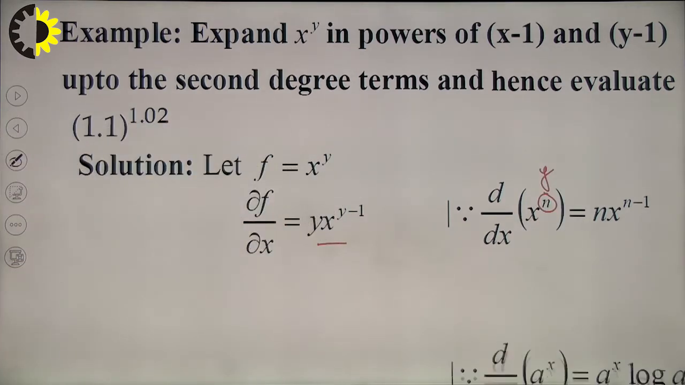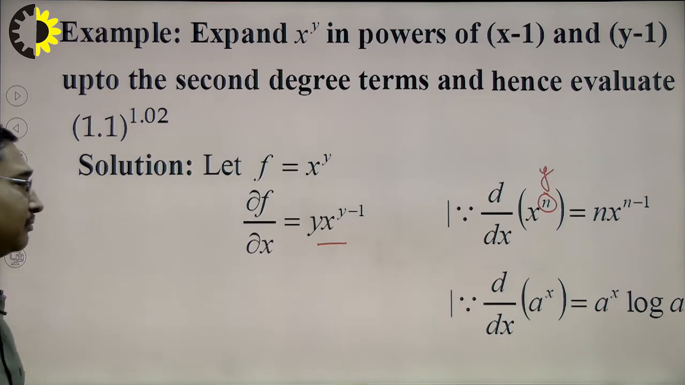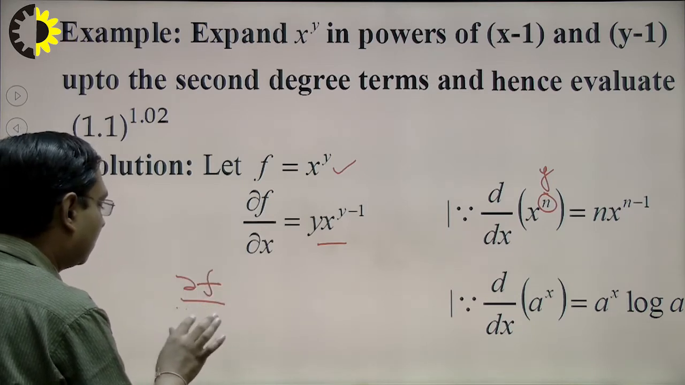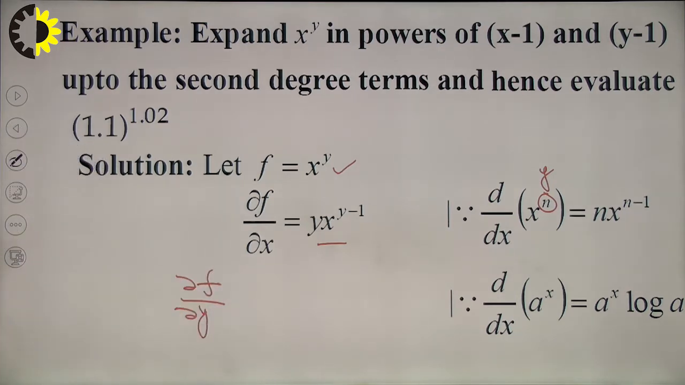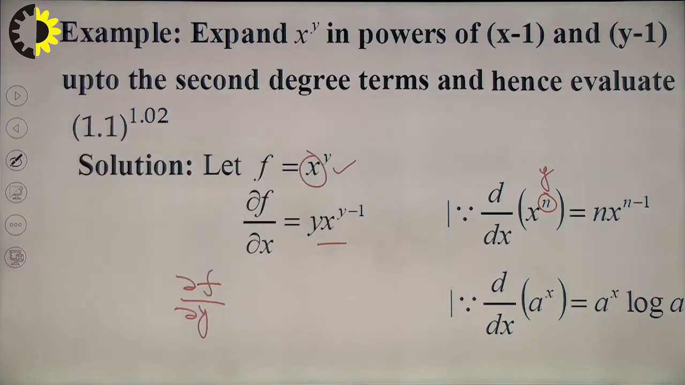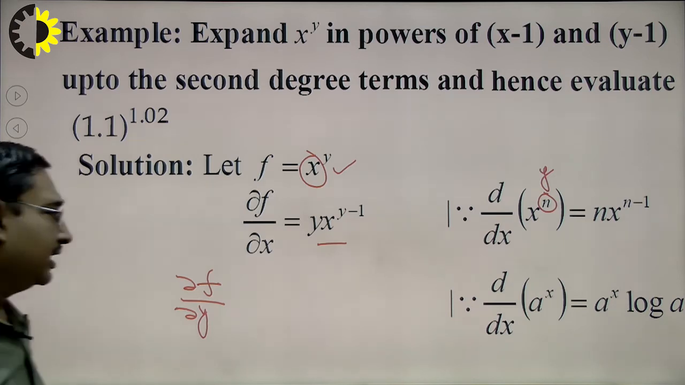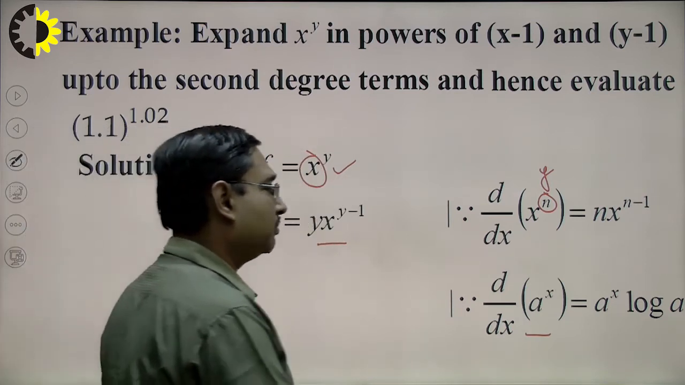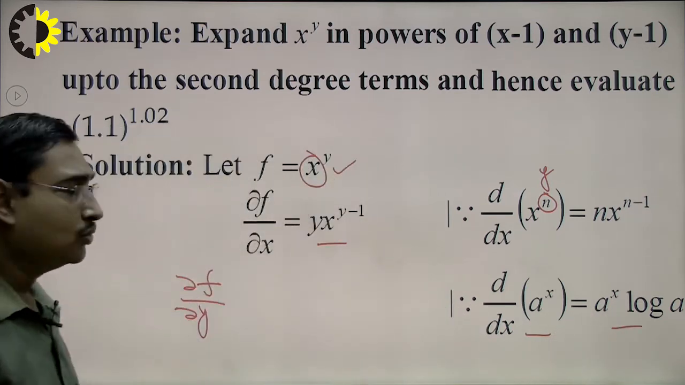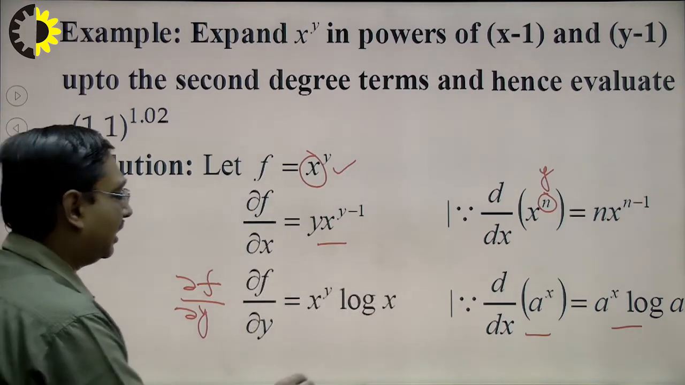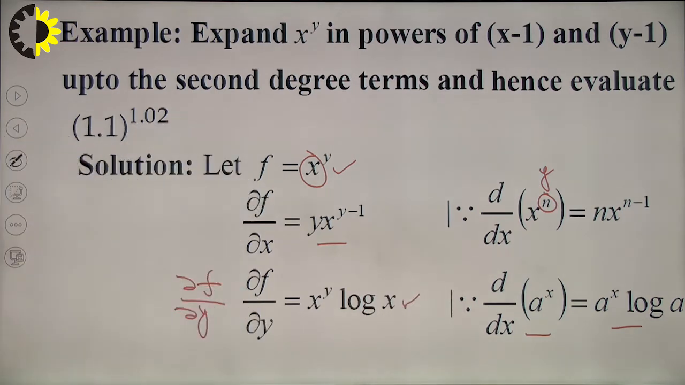Now we will calculate del f over del y. When we shall calculate del f over del y for this function, then by same argument this x will be treated as constant, and therefore d by dx of a raised to the power x is equal to a raised to the power x log a. This formula can be used directly, no logarithm is required, and applying the formula I obtain del f over del y is equals to x raised to the power y log x.